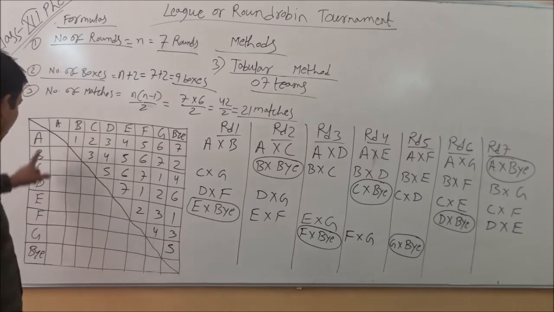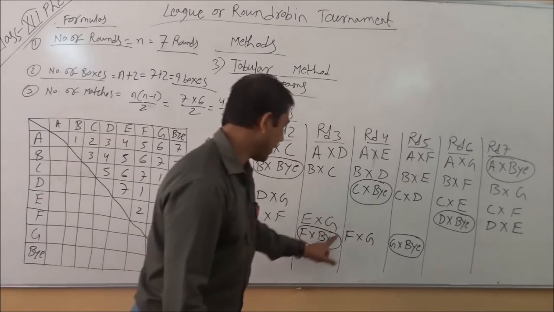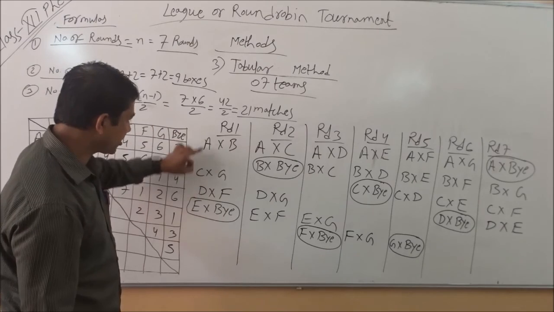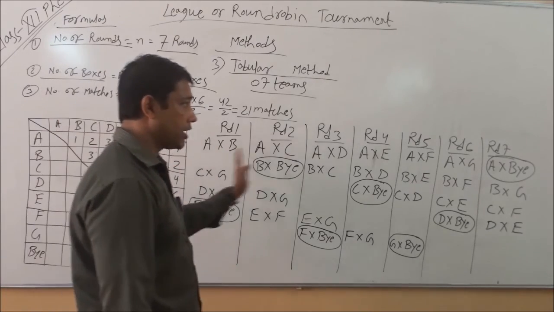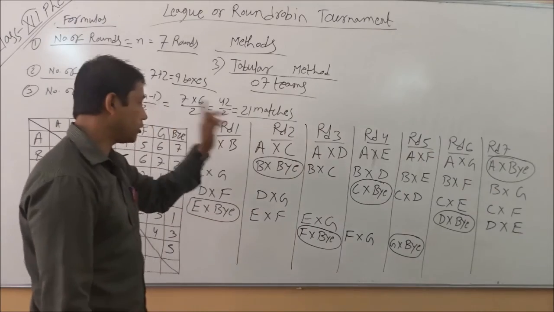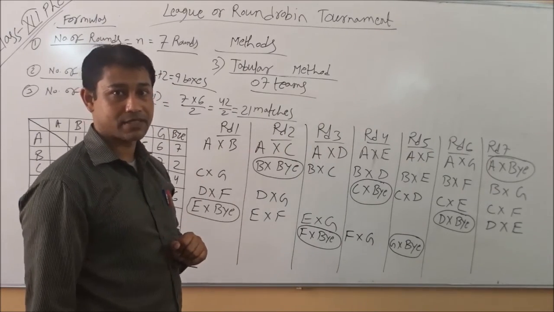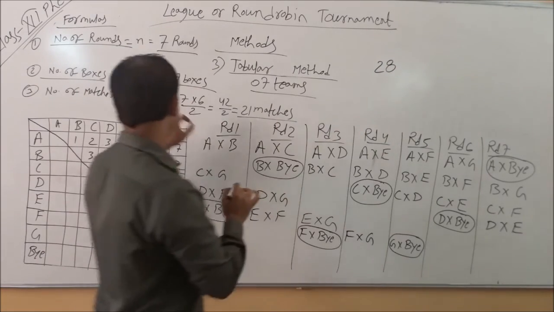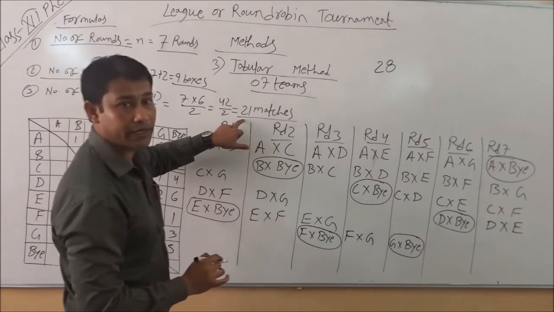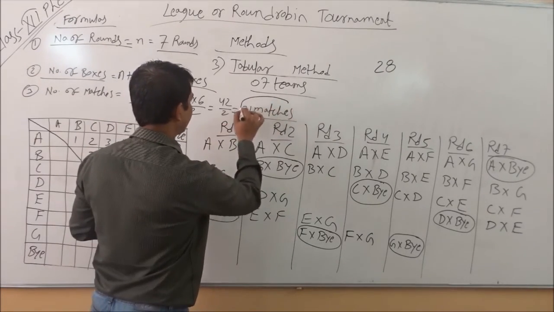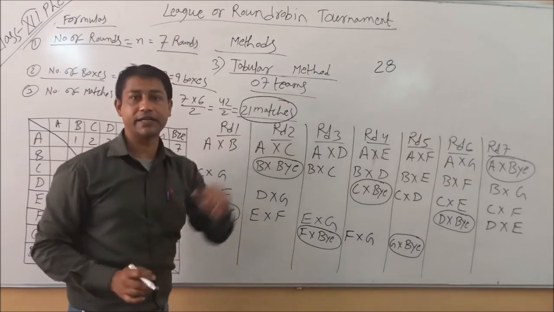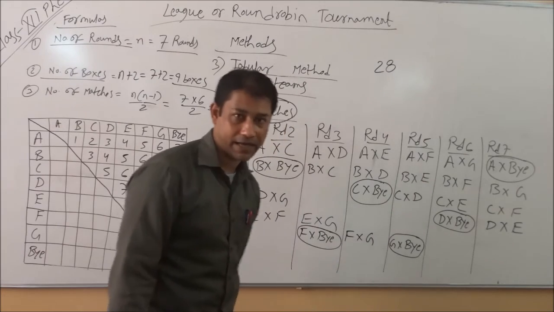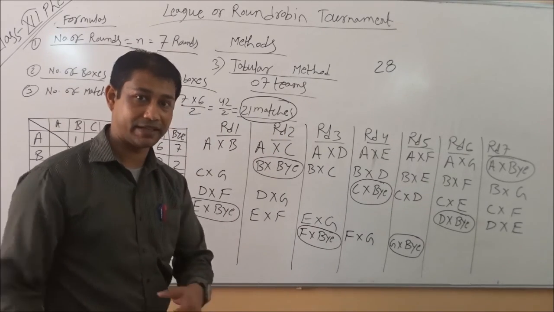Now you see each round is having 1 bye. And each round is having 4 matches. 7 rounds altogether. So 4 into 7 it becomes 28. But my dear students, according to the formula we need to have 21 matches, but we are having 28. Don't panic. Each round is having 1 bye, meaning the total number of byes is 7.